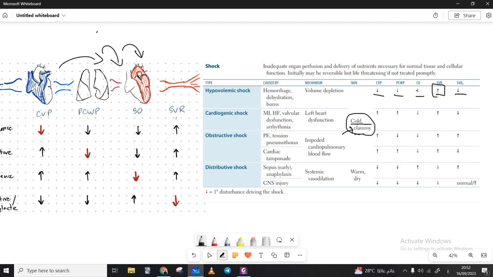You're not getting perfusion and you have less cardiac output. So the tissues are now getting all the oxygen that they can from this. It will decrease the SVO2. That's it. Let's move on to cardiogenic shock.